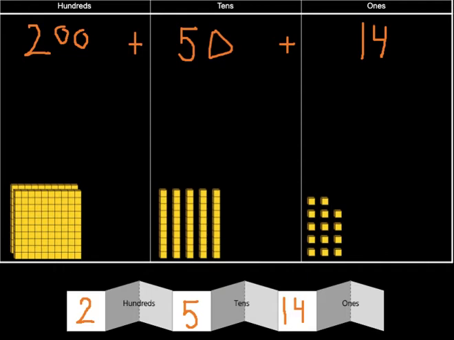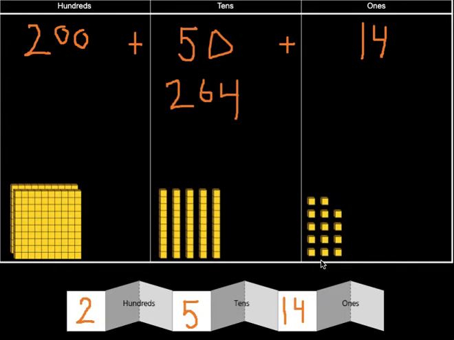Are you ready? We have 200 plus 50 plus 14 would be 264, right? We have our 200s, we have our 5 tens, but then we have 14 ones. So together, that's 264. Okay, what do we need to do with the blocks then to match this 264?